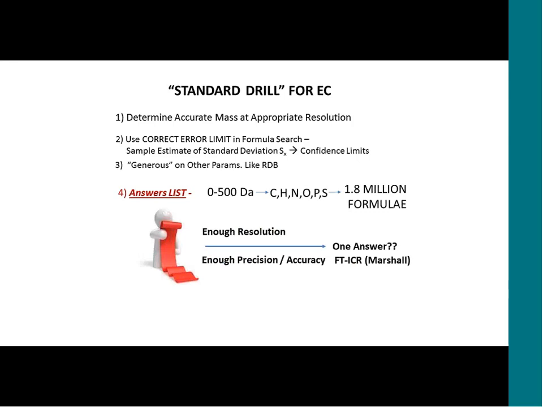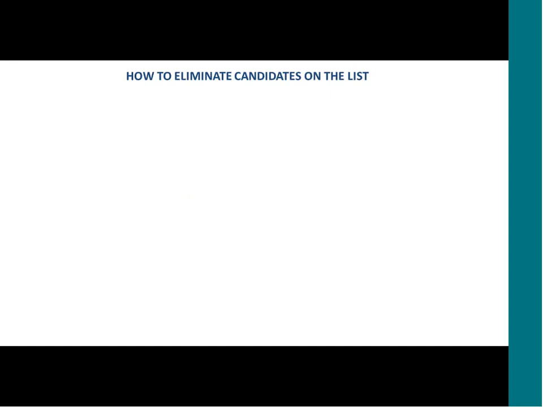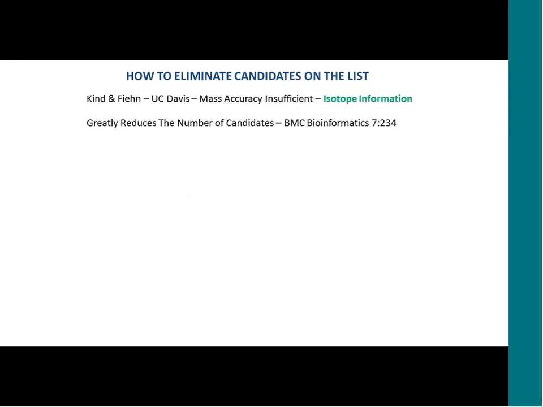Some have speculated that, if we get enough resolution in mass spectrometry, and if we get enough precision and enough accuracy, and those are two different issues, can we then get down to one answer? And especially noting the work of Alan Marshall's group in Fourier transform ion cyclotron resonance work, that is where they're trying to head, actually. But at this point in time, it seems that probably we aren't there. Will we get there? I don't know. Time will tell.